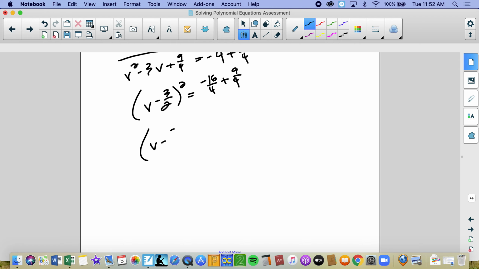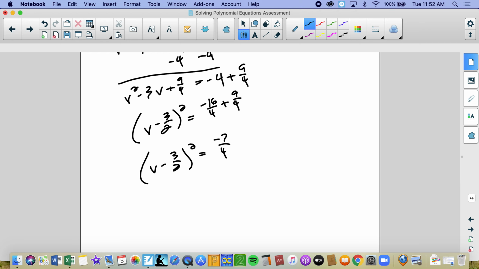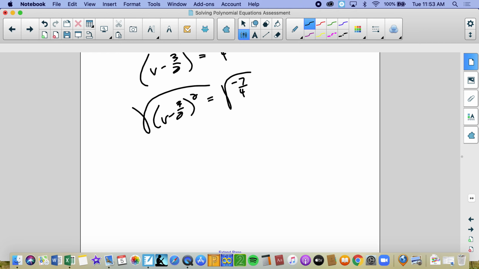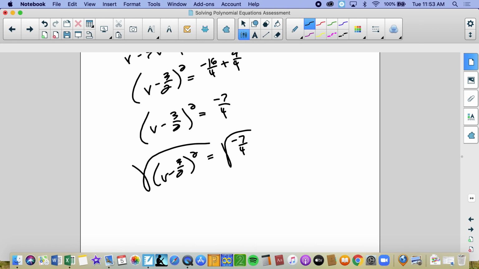And that's going to be v minus 3/2 quantity squared equals 9, and minus 16 makes minus 7. Is that right? 16 minus 9, 7. Ooh, that's going to be interesting. Oh yeah, baby. Let's take the square root. Uh-oh. Yeah, hopefully you see. Did I do something?